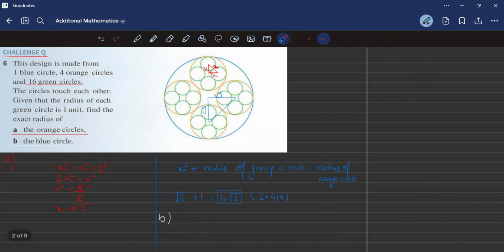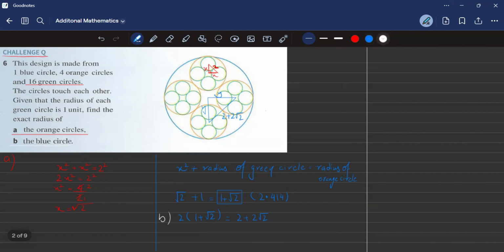In the previous part, we found out the radius is 1 plus under root 2. However, it's essential to remember we have to find the diameter, because this is one radius and this is another radius. So we simply multiply the radius of the orange circle, 1 plus under root 2, by 2, which gives us the value 2 plus 2 under root 2. That's the first step in solving this question. Now the second thing: we found the hypotenuse, which is obviously 2 plus 2 under root 2.